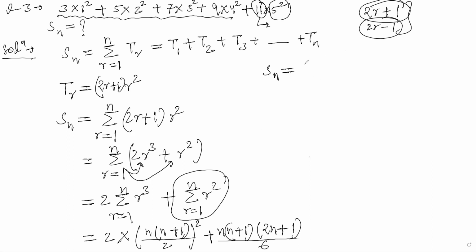So now for the answer part, when you reach up to this point, you have to take common. I mean, give the answer in the most simplified form, right? So you should take something common and solve it. So it would be n square, n plus 1 square divided by 4 plus n plus 1, 2n plus 1 divided by 6.